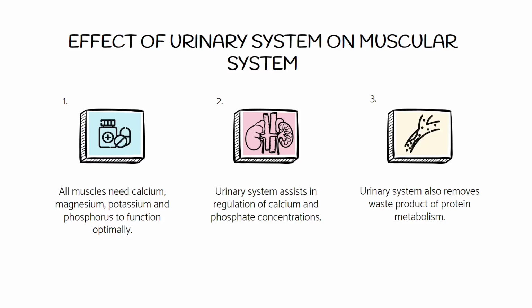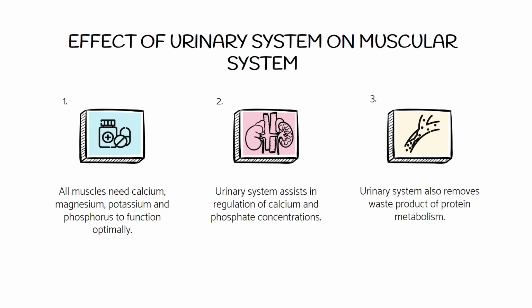Next is the effect of urinary system on the muscular system. The muscular system is an organ system consisting of skeletal, smooth and cardiac muscles. It permits movements of the body, maintains posture and circulates blood. The muscular system works together with the skeletal system to provide locomotion and maintain the circulation of blood in the human body. This combination is known as the musculoskeletal system.